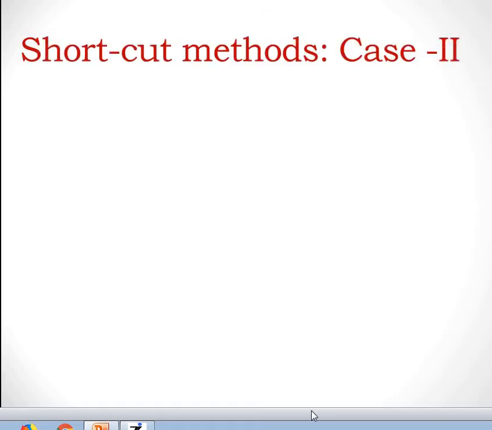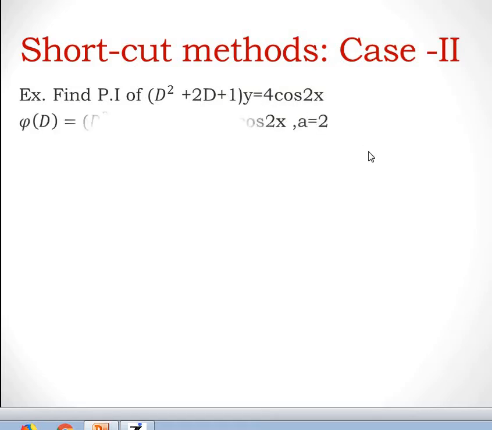Now next is an example. Find PI of D square plus 2D plus 1 into y is equal to 4 times cos of 2x. Here phi of D is D square plus 2D plus 1, and f of x is equal to 4 cos of 2x, and here a is 2.